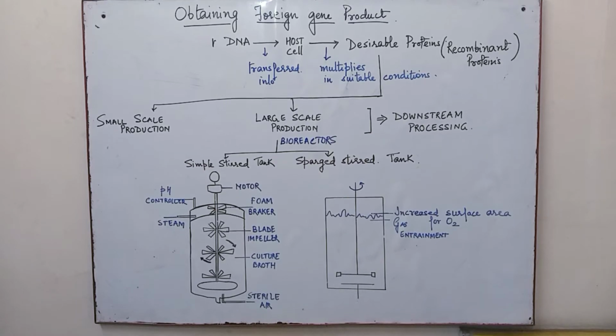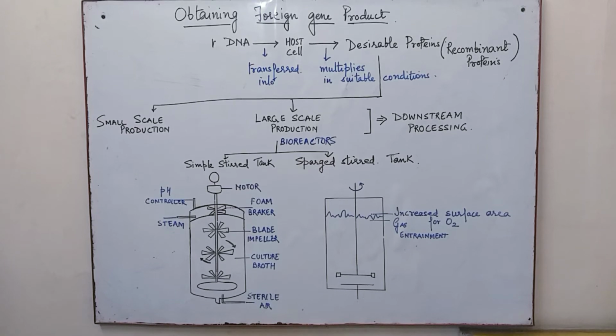So if we talk about some of the recombinant proteins which are therapeutic, that means which are used in treating or are therapeutic in nature, they are DNase 1, antithrombin 3, insulin, interferon alpha. So there are many which are being produced by this technology. Tissue plasminogen activator, many are there.